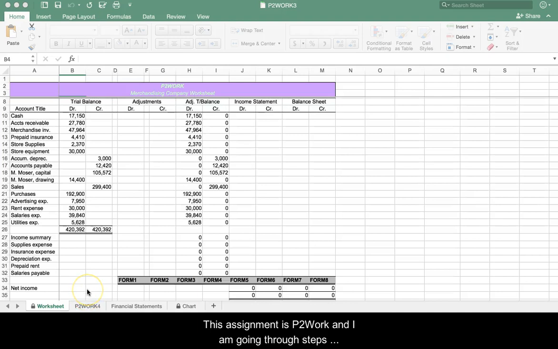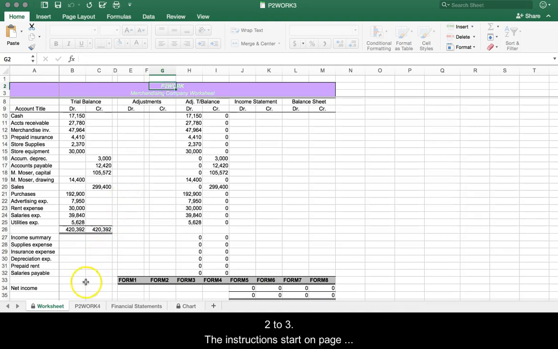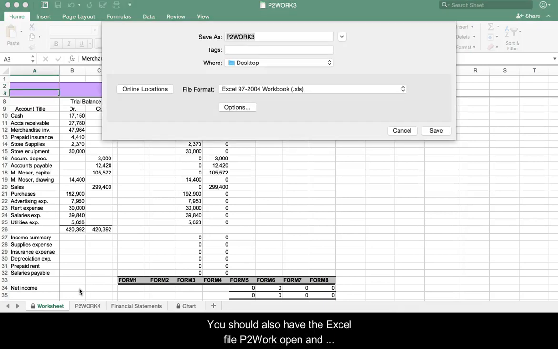This assignment is P2Work, and I'm going through steps 2 to 3. The instructions start on page 35 of your text. You should also have the Excel file P2Work open and saved to your computer as P2Work 3.